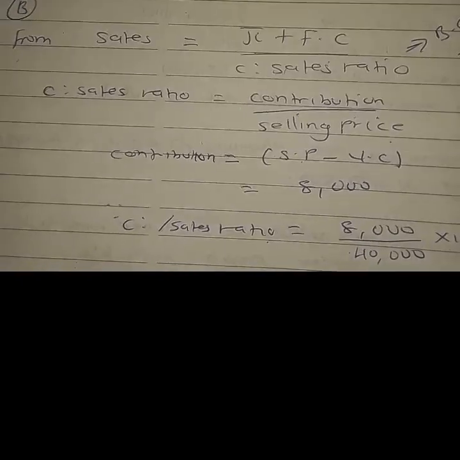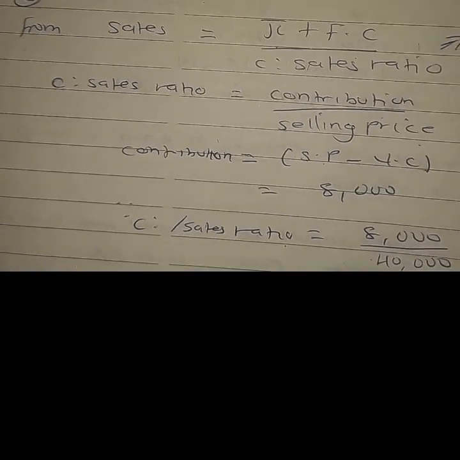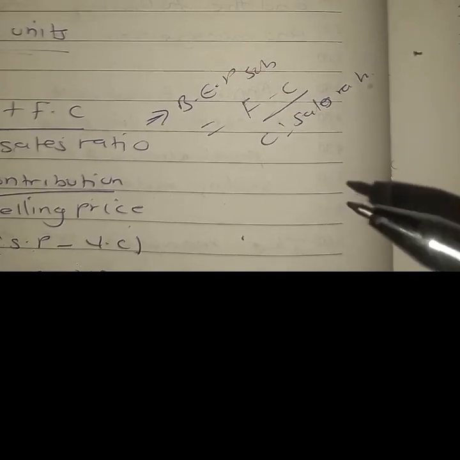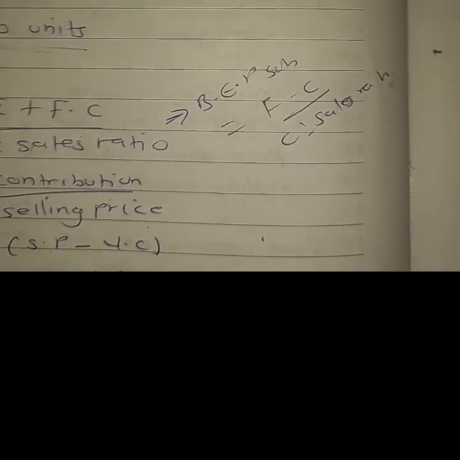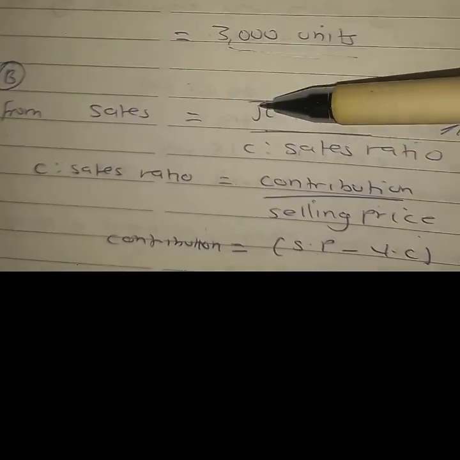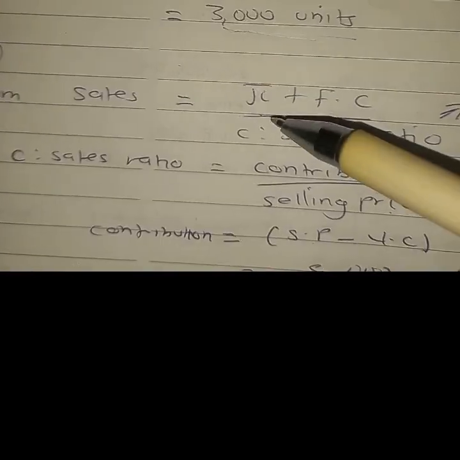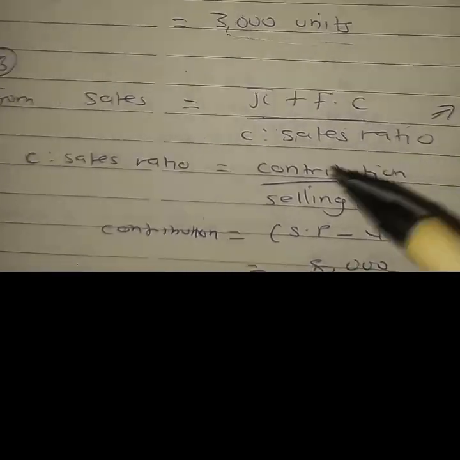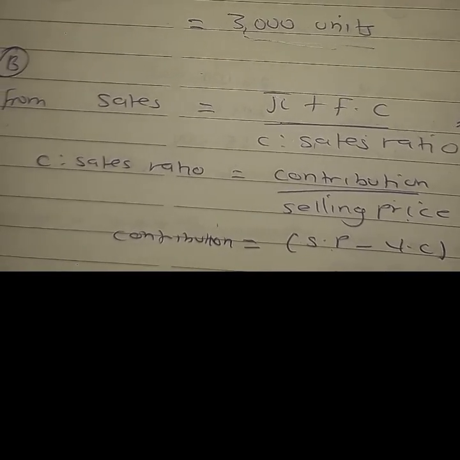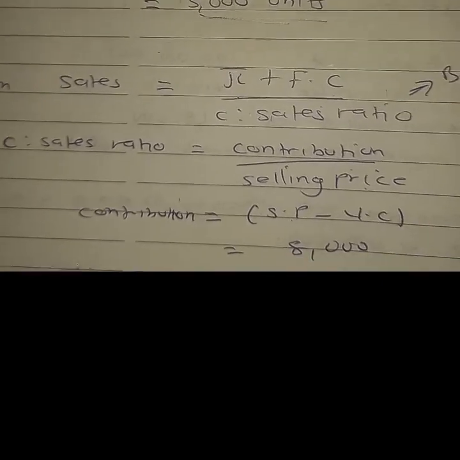Part B wanted the sales that should be made in order to obtain their target profit. I know the break-even point sales from our first video is equal to fixed costs out of contribution sales ratio. Nothing has changed except adding profit to the fixed cost, so it's the same equation. Sales, when you have a target profit, is equal to target profit plus fixed cost out of contribution sales ratio.